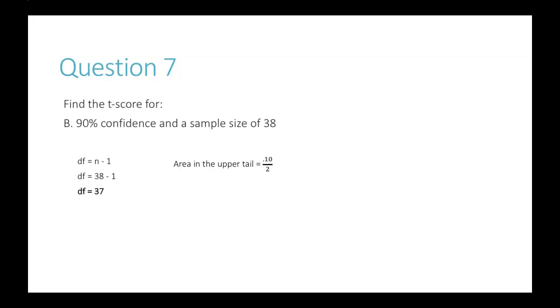Now, we need the area in the upper tail. That's alpha divided by 2, right? So our alpha is 0.10. We get that by taking 1 minus 0.9. And we take that 0.10 and we divide it by 2. And we get an area in the upper tail of 0.05. And now we follow the same step again. We find our degrees of freedom of 37 and our area in the upper tail of 0.05. And we find that our t-score is going to be 1.687.